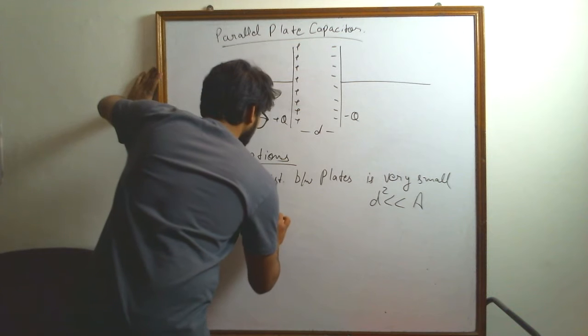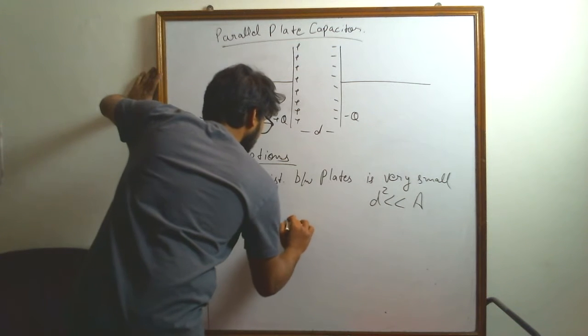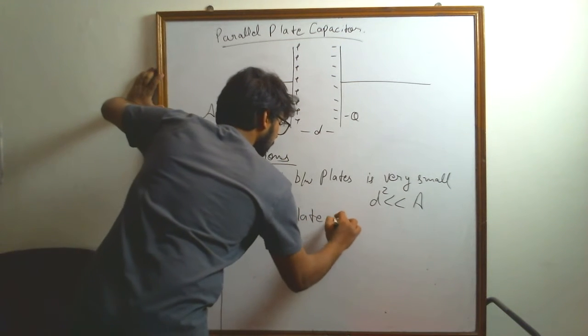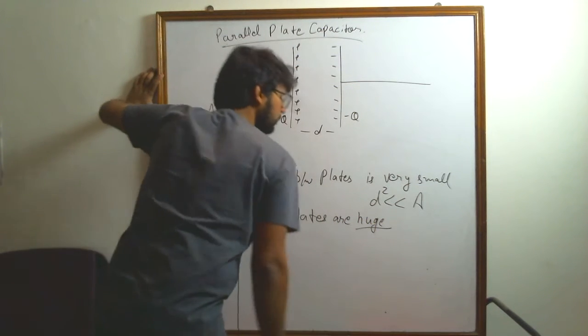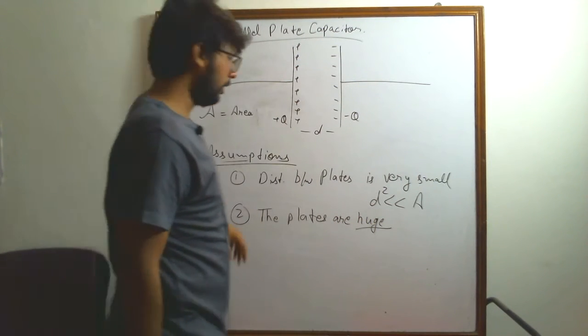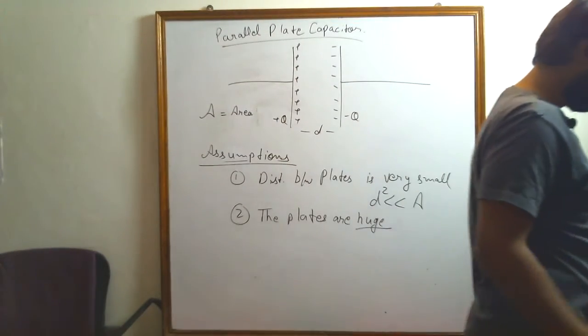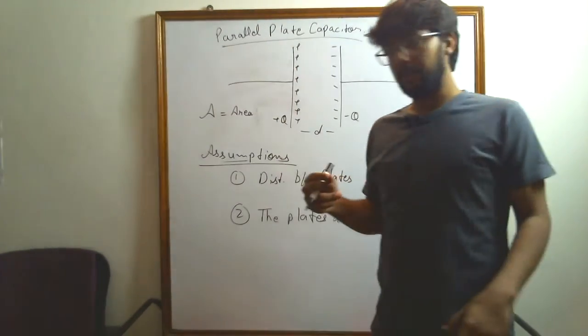Second, the plates are huge. Okay, that means A is quite big. Both of these are very important. Why?